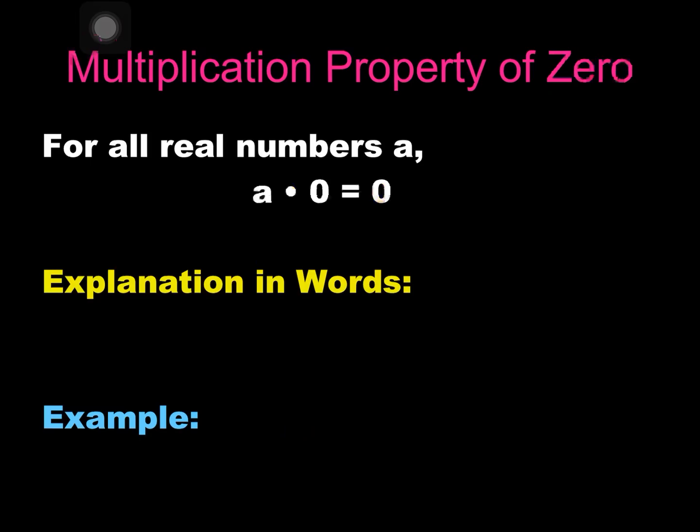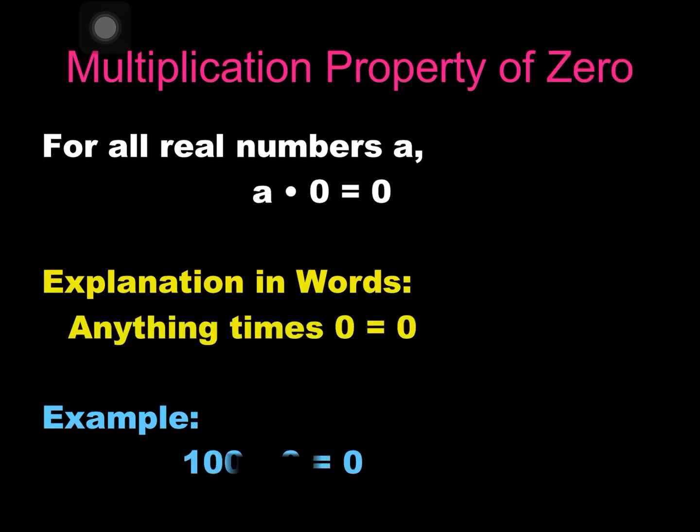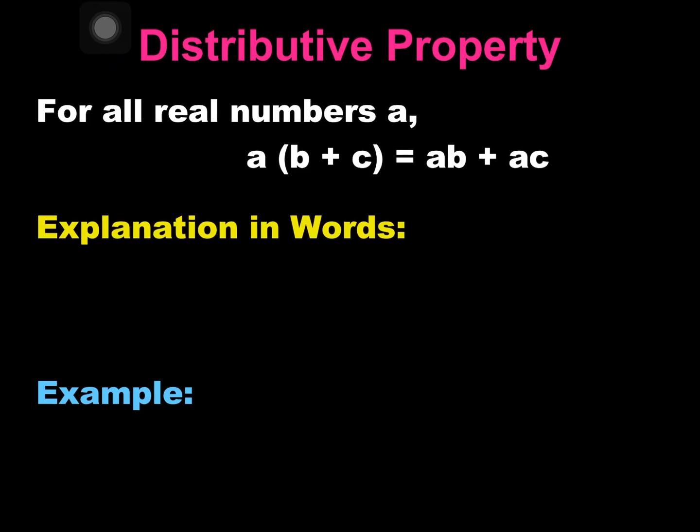The multiplication property of 0, sometimes known as the 0 property. Anything times 0 is 0. So a times 0 is 0. Our example down here is 100 times 0 equals 0. Anything times 0 is 0. And that's the big thing with the 0 property. The 0 property always equals 0. If you add 0, you get the identical thing you start with, which is the identity property for addition.